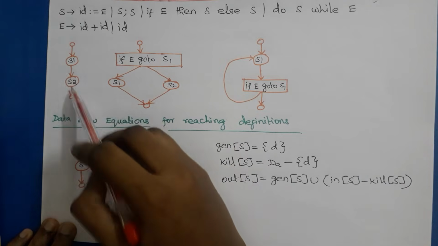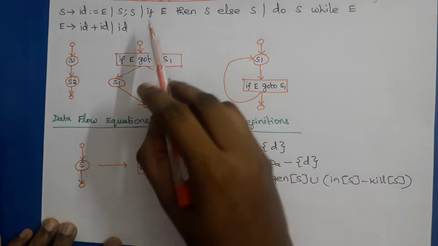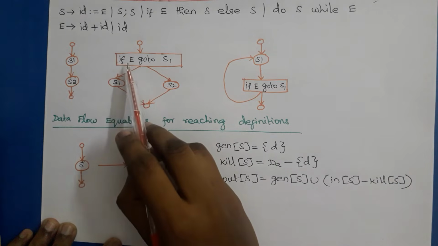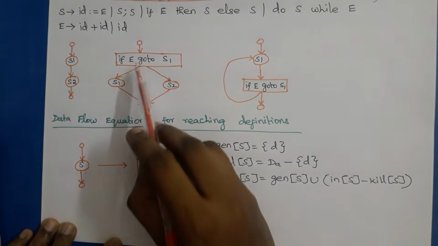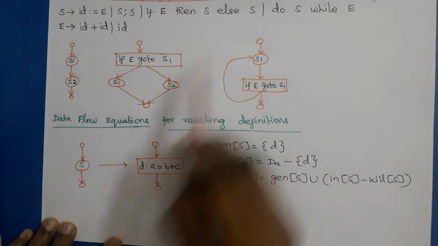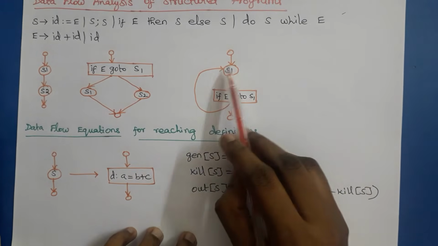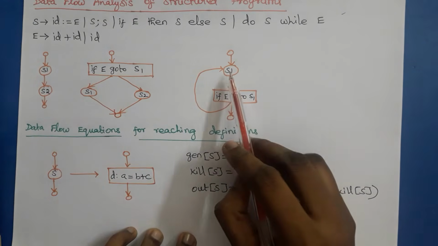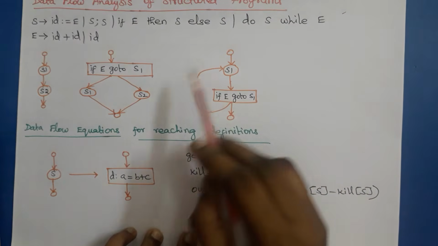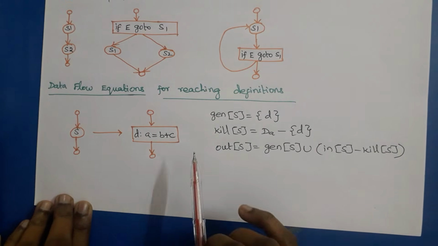This is for a sequence of two statements, S1 followed by S2, and this is for if E then S1 else S2. First the expression is evaluated. If it is true, this path is executed, that is, go to S1, so statement S1 will be executed; otherwise statement S2 will be executed. And in a do-while statement, first the statement S1 is executed once, then it checks the expression. If it is true, again the same statement will be executed. This is the loop.